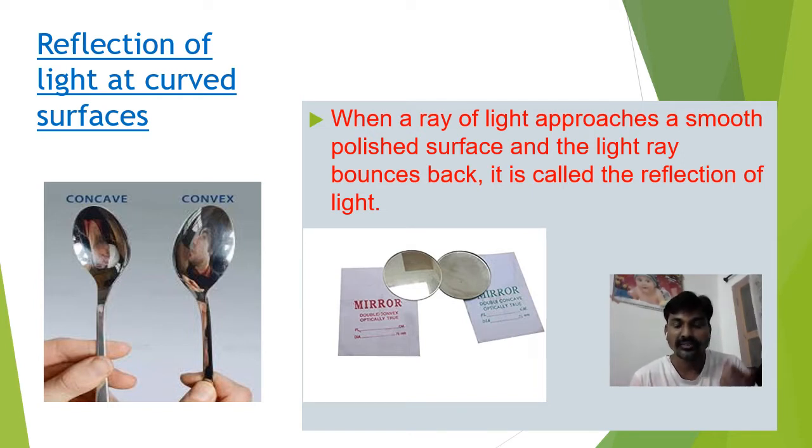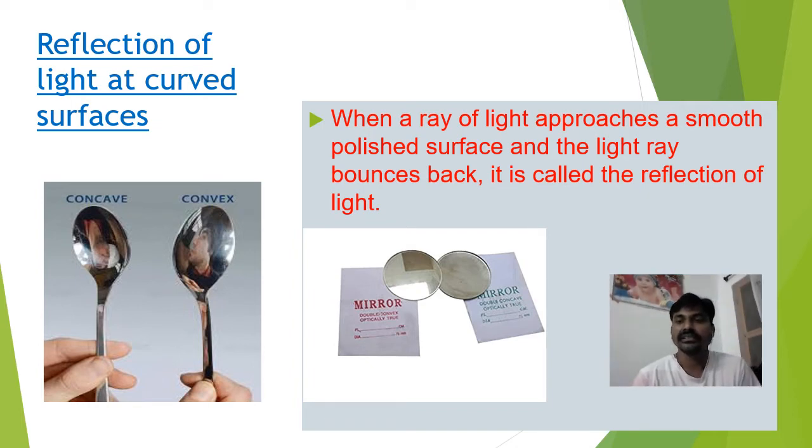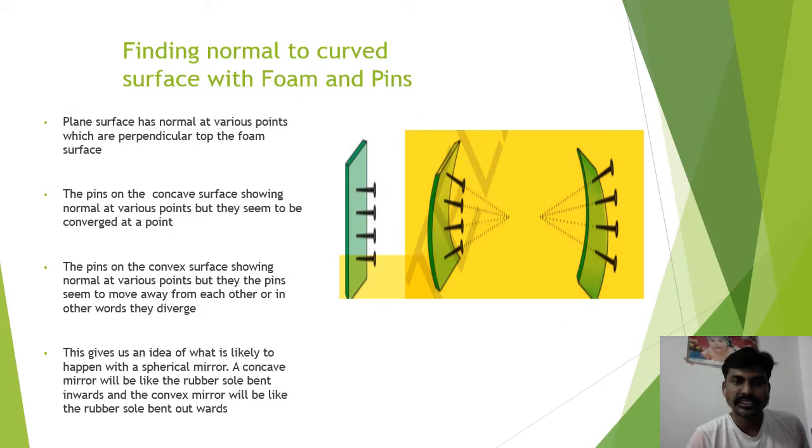So the angle of incidence is equal to angle of reflection. Then in next slide, now we see finding normal to curved surface. For this we use foam and pins. So take a plain foam surface and fix the nails on the foam surface like this. So here the pins which are at different points. So this represents the normals of a plane surface which are at different points.